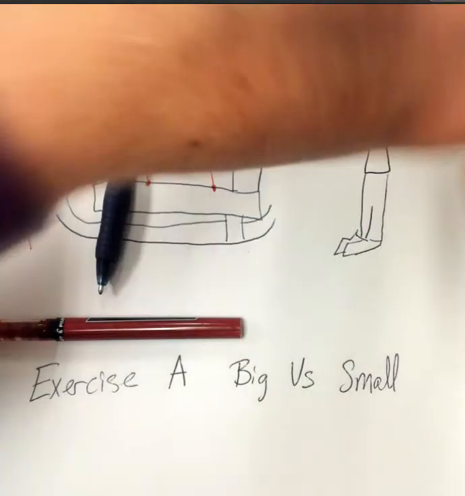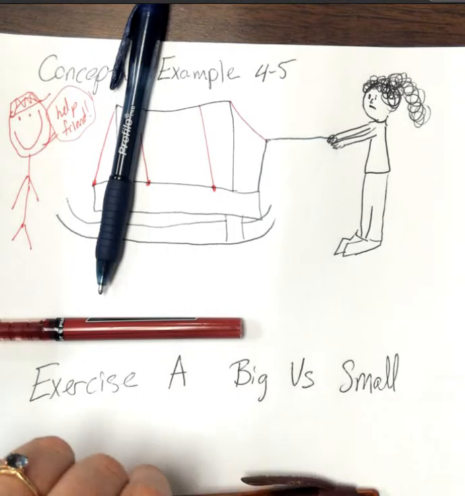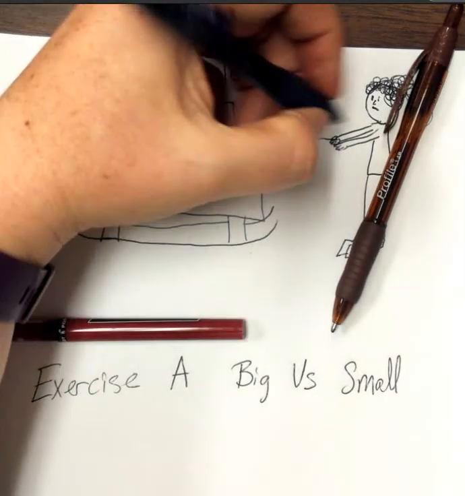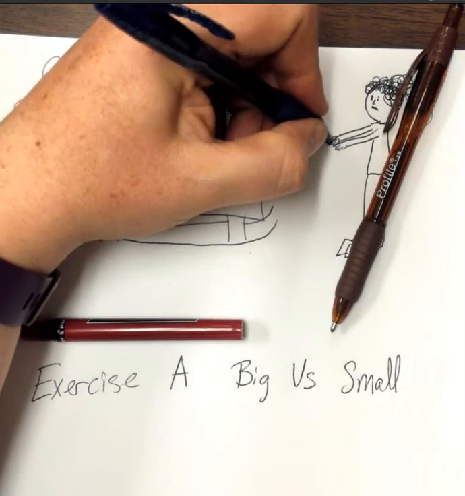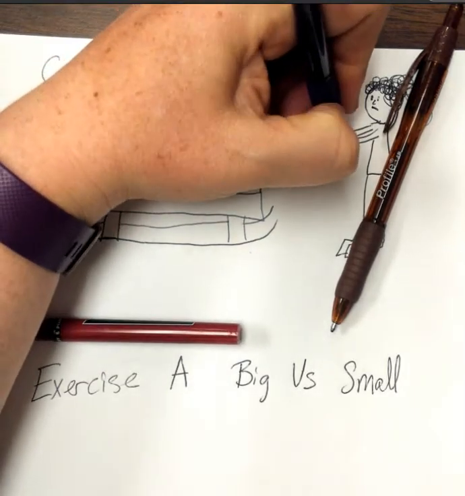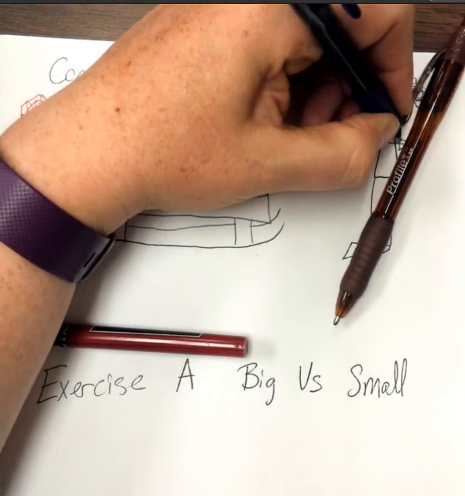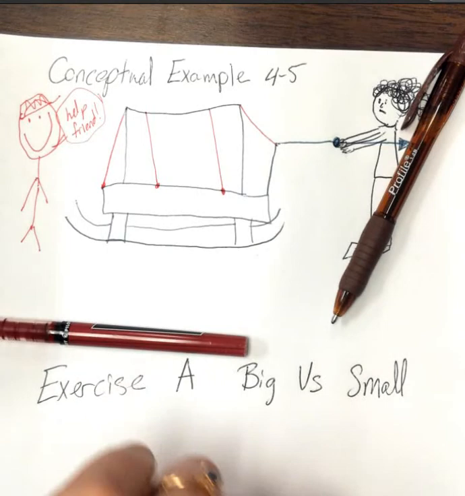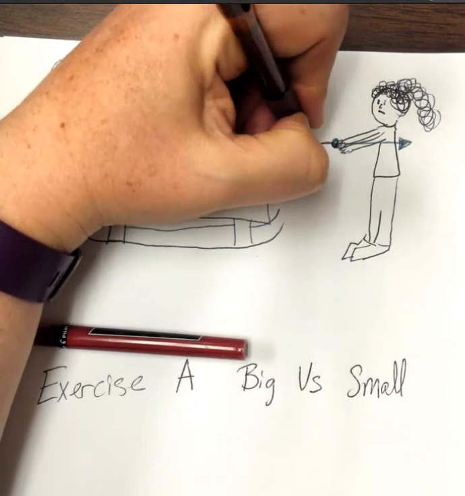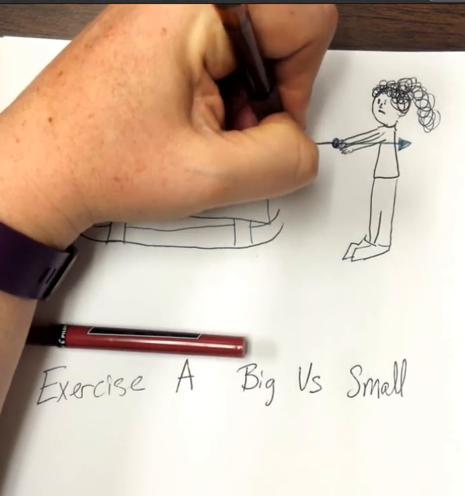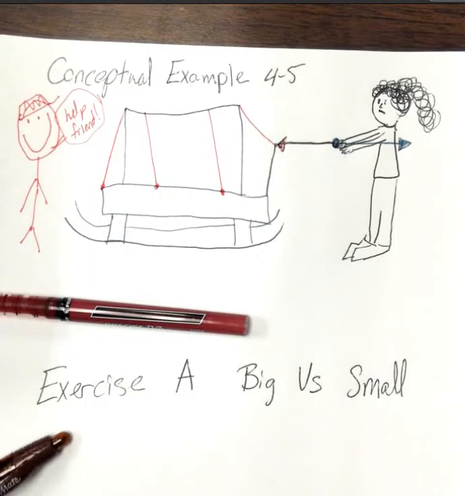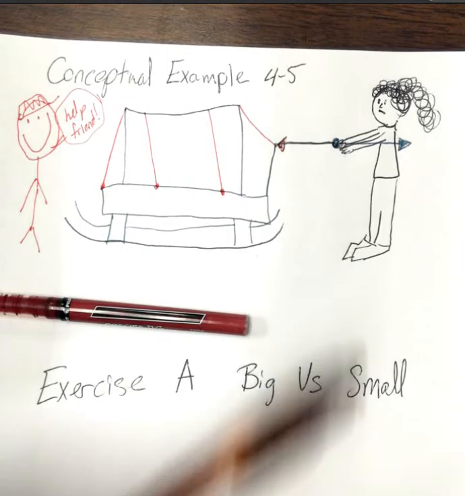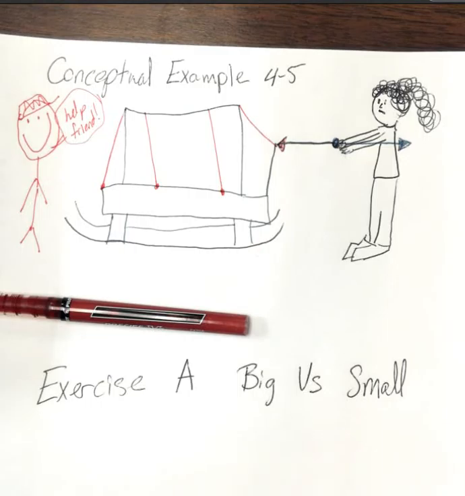So, you pull on the sled. The sled pulls on you. These forces are equal and opposite. You can only experience the force on you. You don't experience this force pulling in that direction. All right, what else is happening?